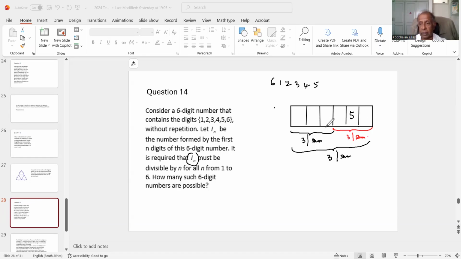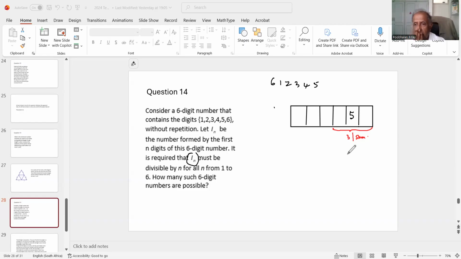6 is a factor of this whole thing because I6 is a multiple of 6. The whole number is I6. It's a multiple of 6, so it's also a multiple of 3. So you've got something to start off with. You've got the middle number is 5, and the sum is a digit. Okay, so how can you have the sum of these equal to 5?